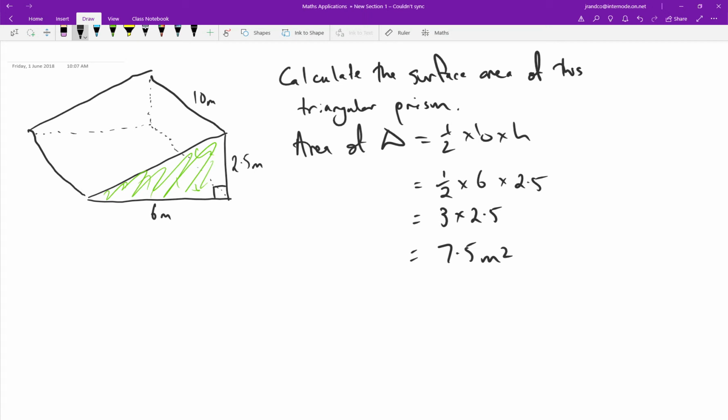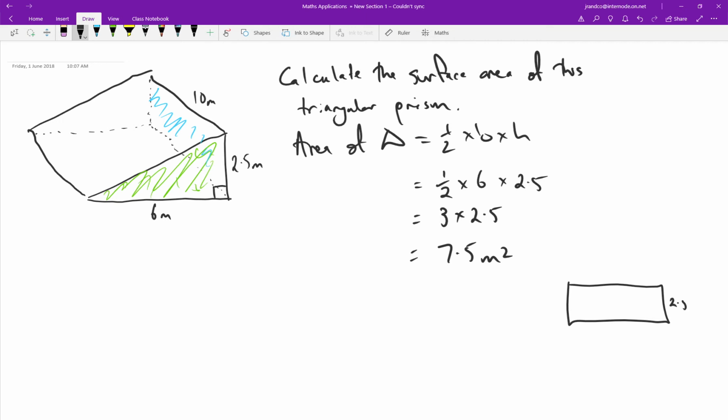Alright, next let's look at, let's see whether I can't do some fancy shading. Let's look at that one that I've just shaded blue. Now I'll just draw a little picture of it over here so we can picture it really clearly.